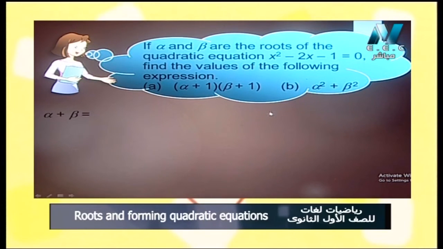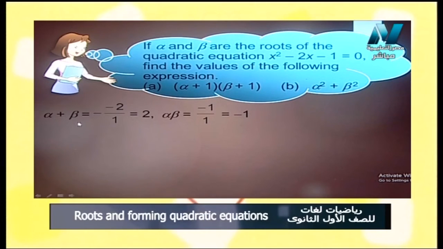Here alpha plus beta, which is the sum of these two roots, equals negative b over a, which is 2 over 1, which is 2. And alpha beta, which is the product, equals c, negative 1, over a, which is 1. So the answer will be negative 1.